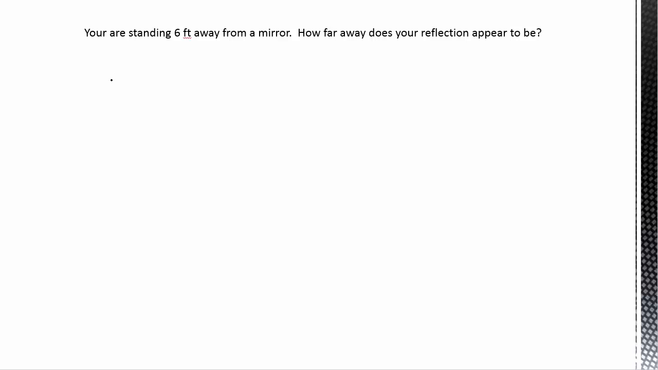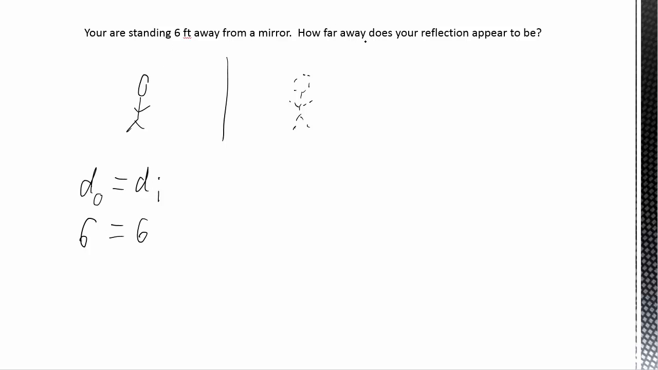So if you remember in the previous video with a flat mirror, like so, the object distance equals the image distance. So the object in this case is you, and the image is your reflection over here. And so if the object distance is 6 feet, the image distance is also 6 feet. But the question is, how far does your reflection appear to be?